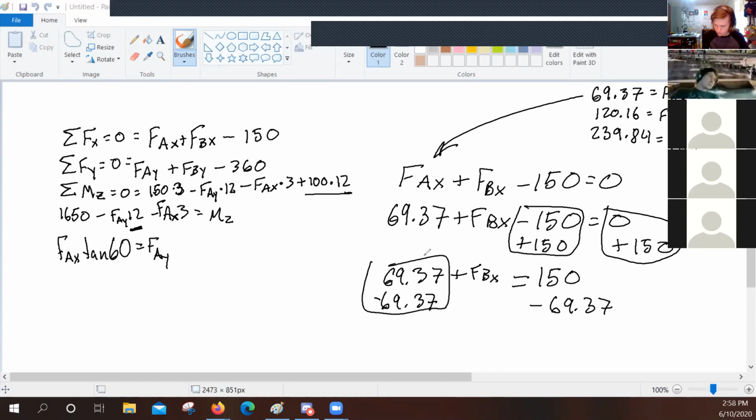This adds up to 0. So we're going to have FB of x equals whatever that is, which is 150 minus this. So 80.63. Yes. So we now have our last bit, 80.63 equals FB of x.